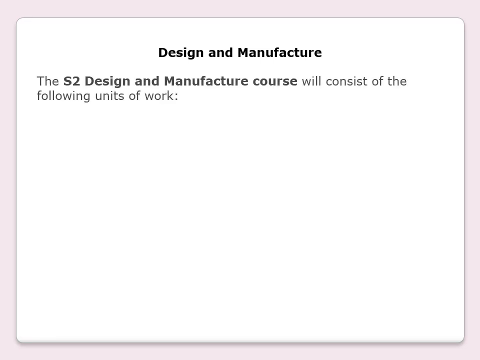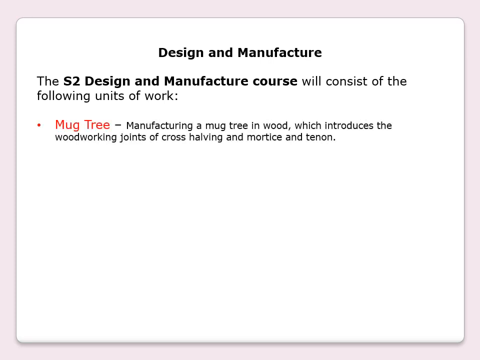Design and manufacture is the other subject that you'll do 1 period per week. The S2 Design and Manufacture course will consist of the following units of work. Mug tree. Manufacturing a mug tree in wood, which introduces the woodworking joints of cross-halving and mortise and tenon. This is normally the first unit which is undertaken in second year Design and Manufacture.